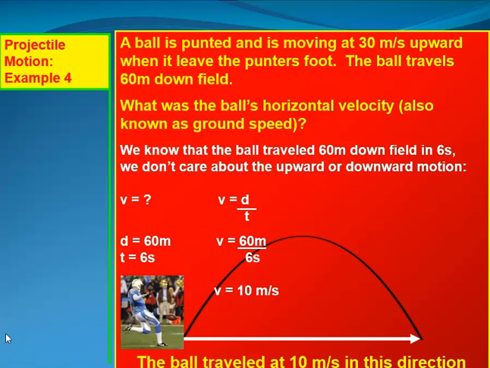Well, we know that the ball traveled 60 meters downfield in 6 seconds because it stayed in the air for 6 seconds. We don't care about the upward or downward motion in this part of the problem. So the velocity is simply going to be the 60 meters that it traveled downfield, divided by the time that it took it to do that, 6 seconds. So that means it's moving at a steady velocity of 10 meters per second from left to right downfield. In other words, the shadow of that ball on the ground, if the sun is directly overhead, would be moving along the ground at 10 meters per second.